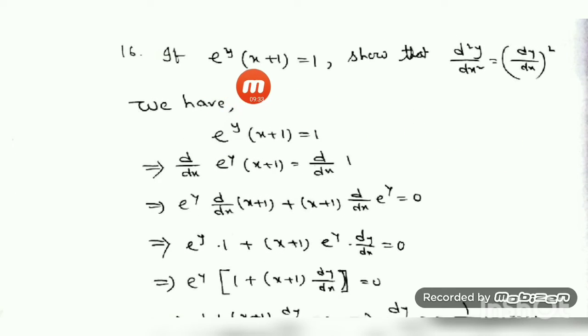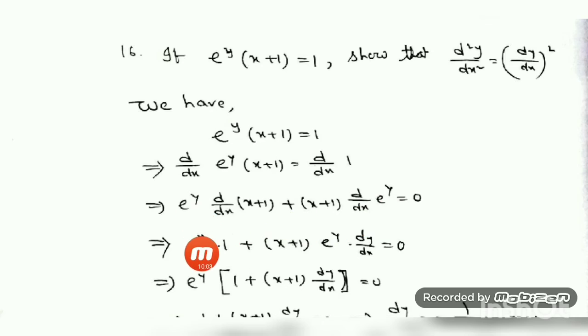e to the power y into (x plus 1) is equal to 1. Then show that d2y/dx2 is equal to (dy/dx) whole square. First I have written it here also, by simplifying you can get that answer, but I have done it directly. I have taken the derivative of the implicit function directly: d/dx of e to the power y into (x plus 1) equals d/dx of 1. U into v rule I have to apply: e to the power y d/dx of (x plus 1) plus (x plus 1) d/dx of e to the power y. And d/dx of a constant is 0.